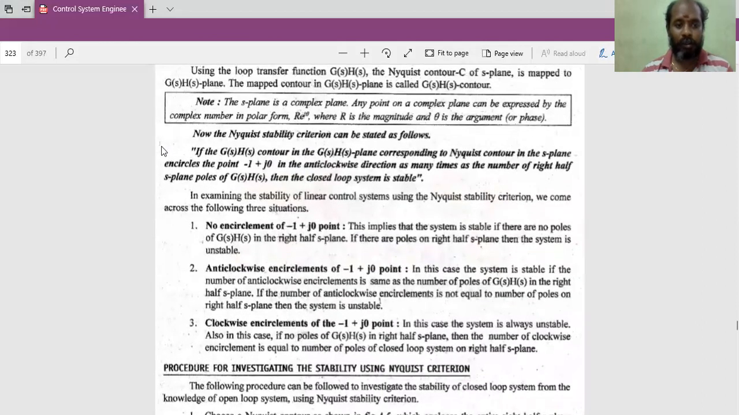Okay, this is the definition. If the G(s)H(s) contour in the G(s)H(s) plane, corresponding to the Nyquist contour in the s plane, encircles the point -1 + j0 in the anti-clockwise direction as many times as the number of right half s plane poles of G(s)H(s), then the closed loop system is stable. I will explain it in a simple way.